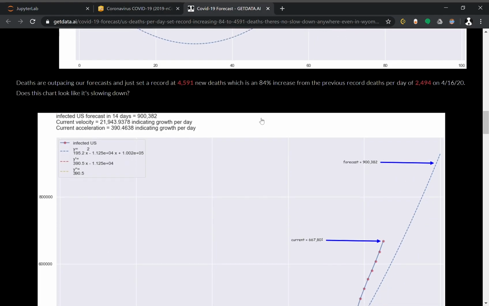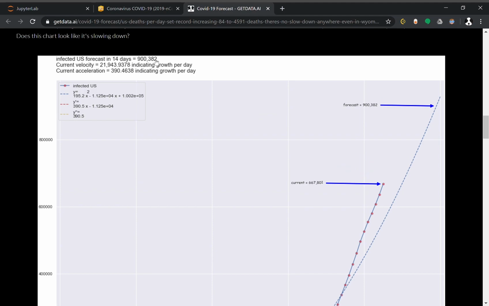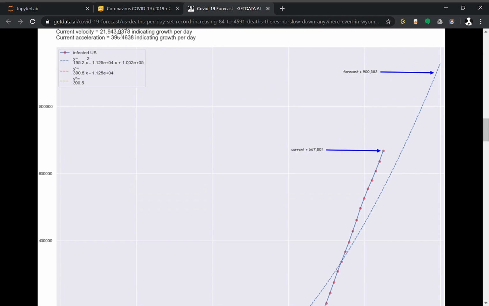Now what about infections, right? So let's look at infections. So here are infections in the United States. All right, so we have 667,801 at the time that the analysis ran. So this is 600 and some odd thousand, close to approaching 700,000. We forecast 900,000 in 2 weeks. All right, both derivatives are positive. You're adding almost 22,000 infections a day. That's just unbelievable.